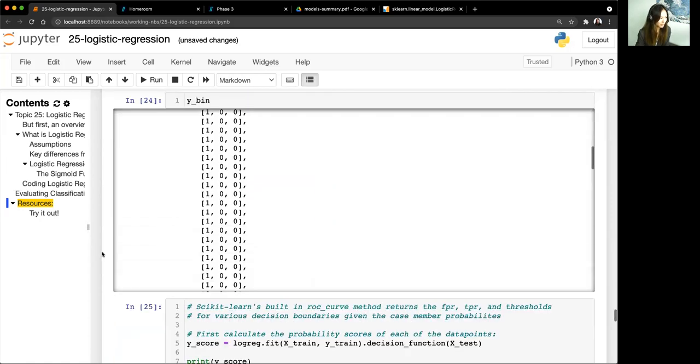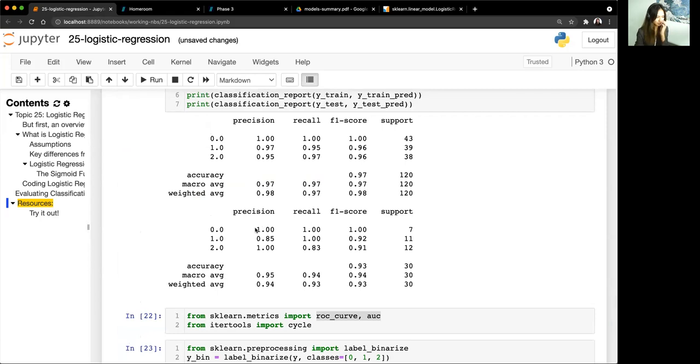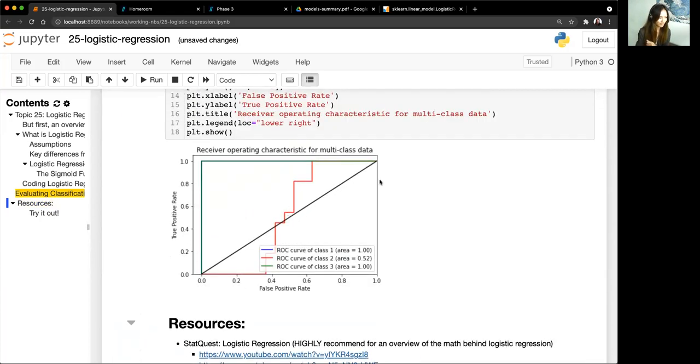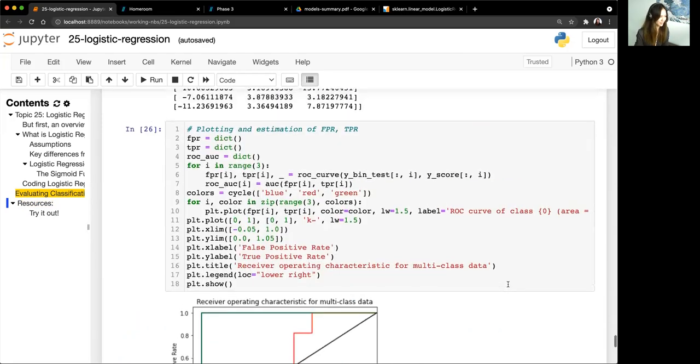And if you remember from our precision over here, because it looks at false positive rates, precision comes into play here. So we have perfect precision for classes 0 and 2. And then this area 0.52 is for that second class. You can see the area is only 0.52, which means that it's not very good at predicting class 2. Or this should actually be class 1, I think. Yeah.